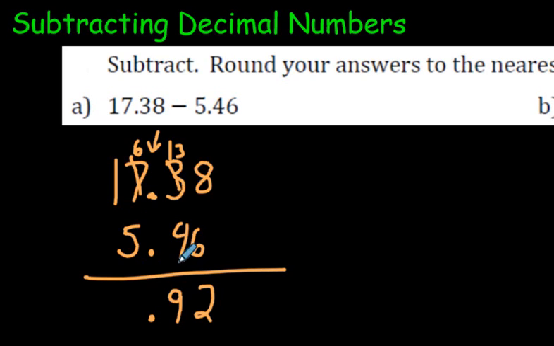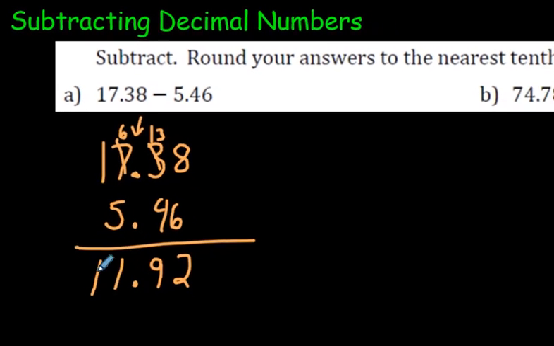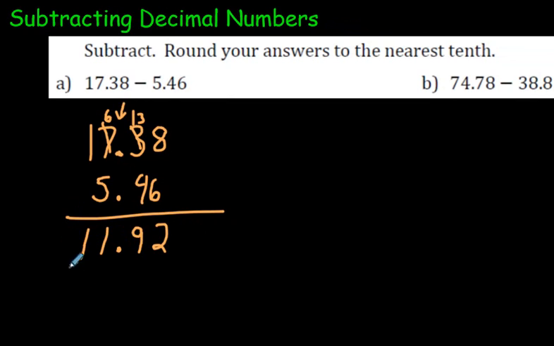Yes, I was using my fingers there. You couldn't see that. 6 minus 5 is 1. And then 1 minus nothing here, 1 minus 0 is just 1. So the answer is 11.92.